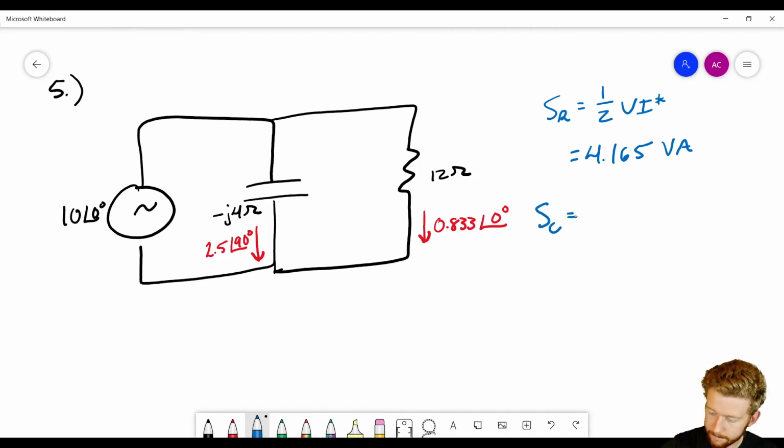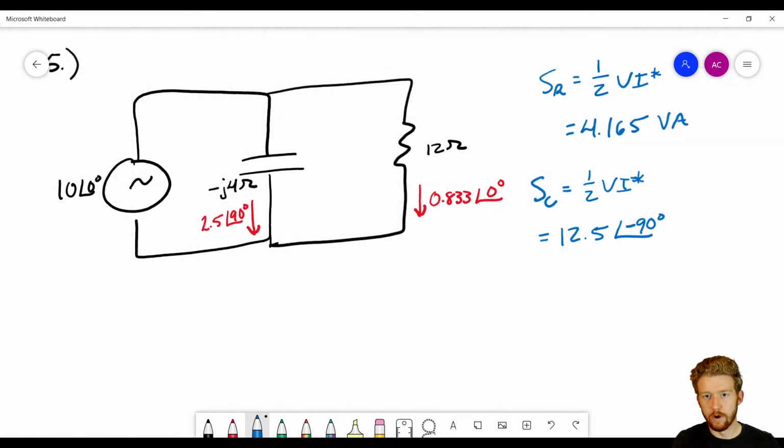Now, for this capacitor, same formula, 1/2 V I conjugate. The 1/2 and the V are all the same because they're connected in parallel, so it'll be 1/2 times 10 angle 0 times I conjugate. Sorry, I need to make sure you have that conjugate. So I is 2.5 with an angle of 90. The conjugate is going to be 2.5 angle -90. So this is going to be 12.5 with an angle of minus 90 degrees. So this is the apparent power for the capacitor, and that was the apparent power for the resistor.